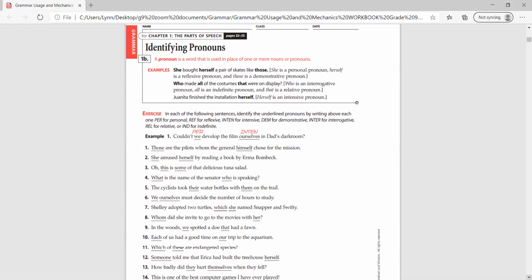Who made all of the costumes that were on display? Who is an interrogative pronoun because who asks a question. All is an indefinite pronoun, and that is a relative pronoun. Juanita finished the installation herself. Herself is an intensive pronoun.